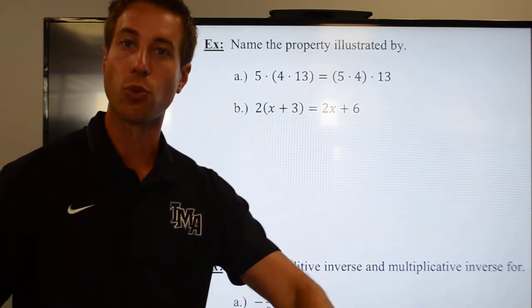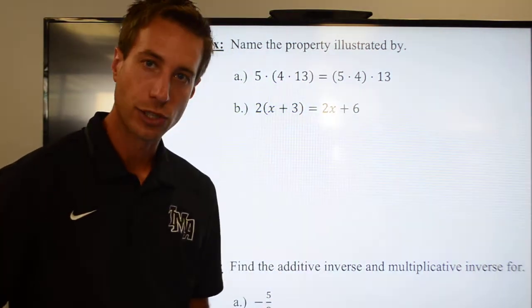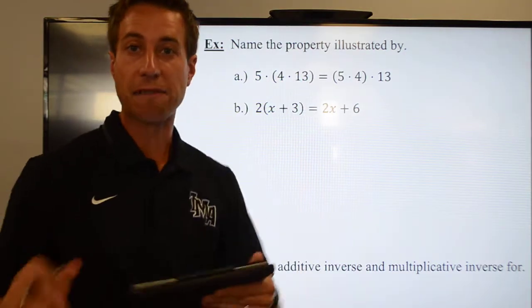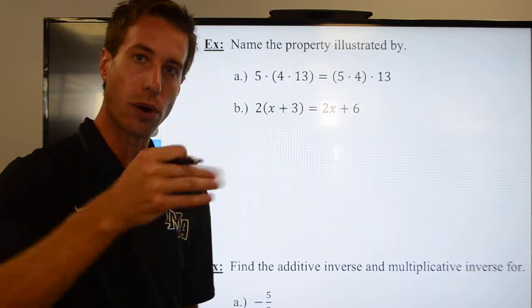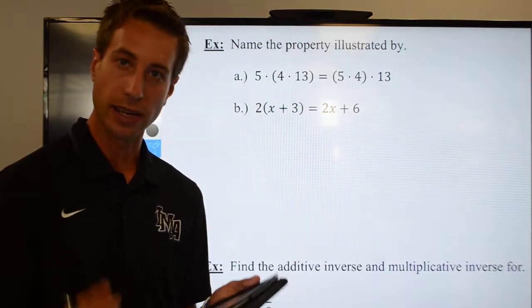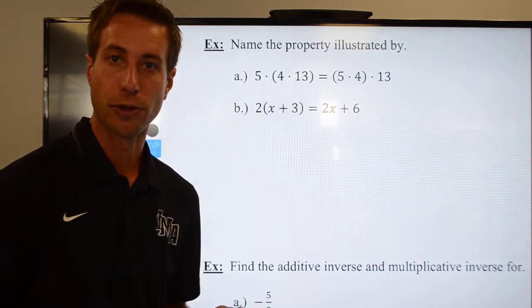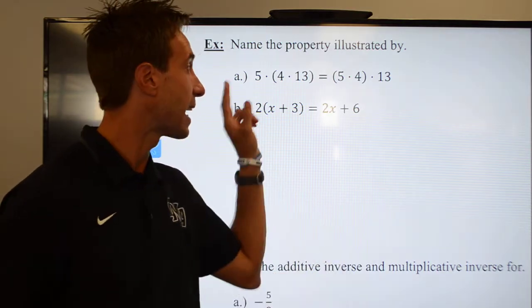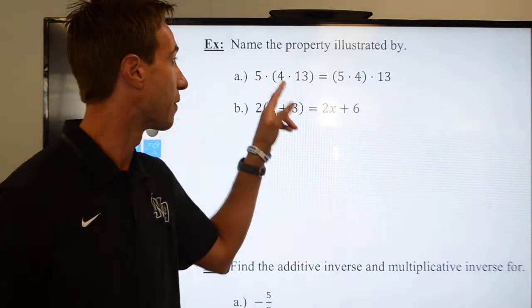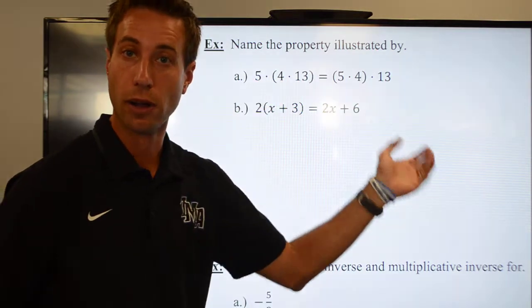Again, please feel free to work ahead and then come on back, check, and make sure you get the same answers that we get. In the first one, I have 5 times the quantity 4 multiplied by 13. That is equal to, on the left-hand side, the quantity 5 times 4 multiplied by 13. What we'll notice, first of all, is that I have the same numbers on both sides, and that those numbers are in the same order. 5, 4, 13, 5, 4, 13.